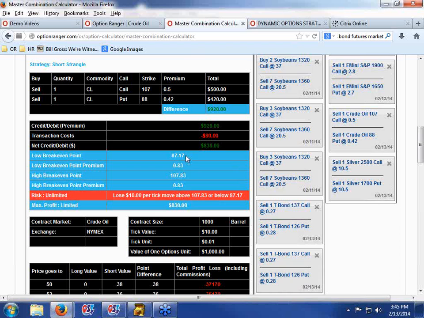The break-even point on the futures, which is on intrinsic value, is at 87.17 on the put side. So at expiration, you would need the market to be above 87.17 to make money because of what you've collected. And it would need to be below 107.83.